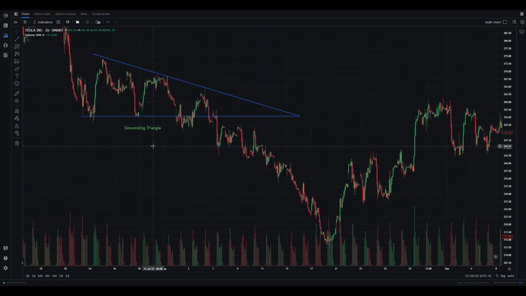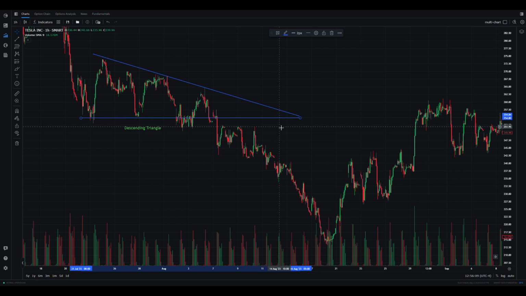Descending triangle. Descending triangles generally indicate a bearish continuation. These patterns are identified by the presence of a horizontal support line and a descending resistance line. Descending triangles form as the price of an asset consolidates within a contracting range. This consolidation entails a horizontal support level and a descending resistance trend line, creating a triangular shape with a flat bottom and declining top.